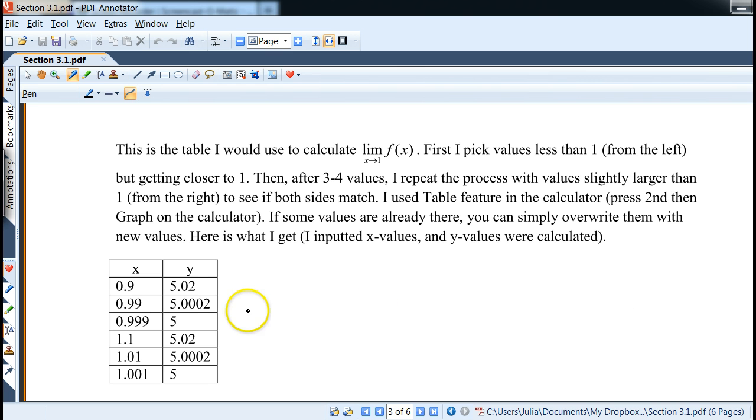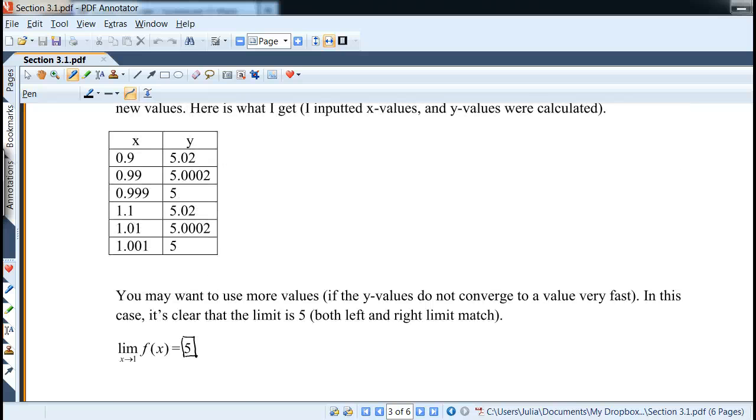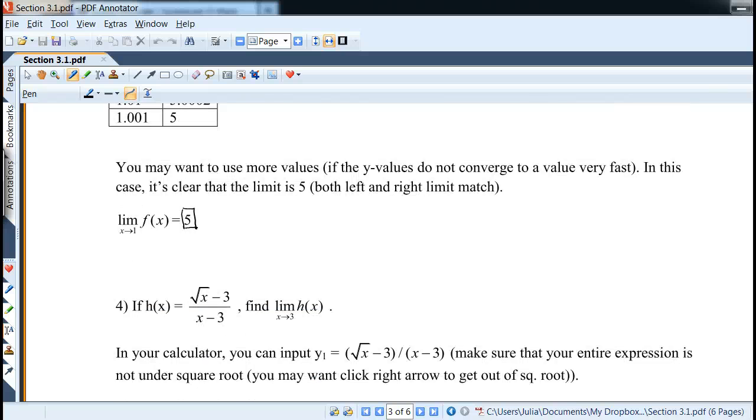But notice how both at 0.999 and 1.001, the two values closest to 1, the value is 5. So both values match, so the actual limit would be 5. Out of curiosity, you can plug in 1 and you'll notice it would be 5 as well. That's because the function is continuous at that value. But again, we don't need to have the actual y value at that point. So again, the answer was 5.